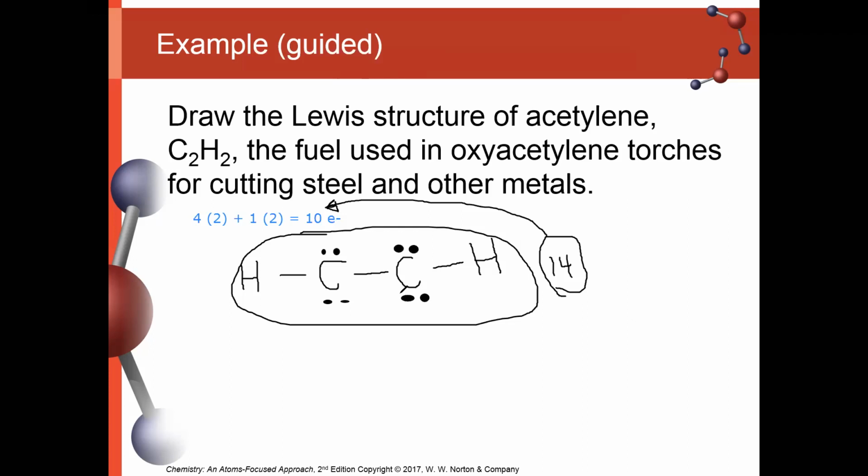So we have to go back to our rule of thumb then. Our rule of thumb says every 2 electrons that we're over means that we need to have 1 more bond. Well, I'm 4 electrons over, so that means that I need 2 more bonds. But where can I put those bonds? I can't put them between the carbon and hydrogens, because hydrogen can only hold 1 bond's worth of electrons anyway. So it has to go between the carbons. So I'm going to erase all of my dots here.